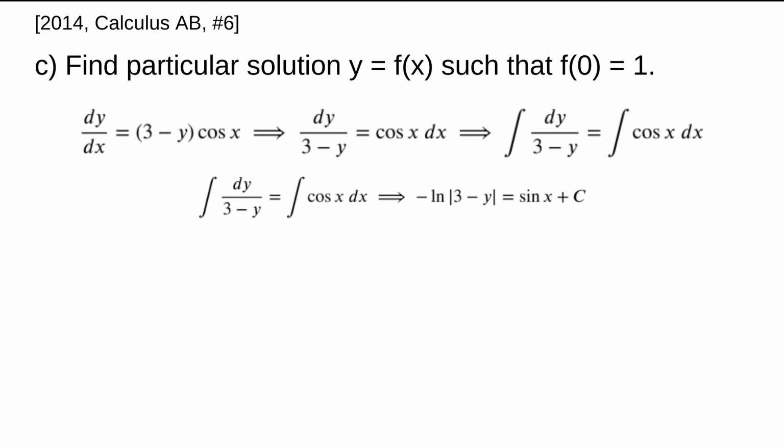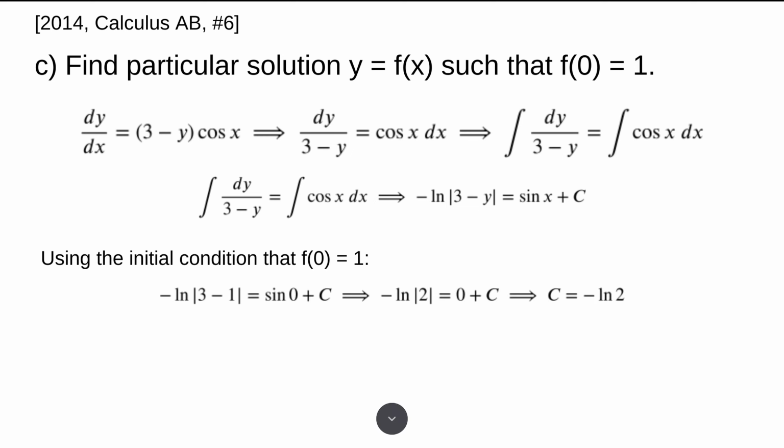All right, so the antiderivative of dy over 3 minus y would be negative natural log of the absolute value of 3 minus y. And the antiderivative of cosine x is going to be sine x plus a constant. All right, we also have to make sure that our solution satisfies the initial condition that f of 0 equals 1. So we're going to need to solve for a specific value of c here, and we're going to do that by plugging 0 in for x and 1 in for y.